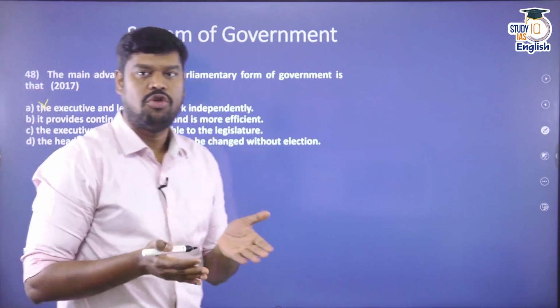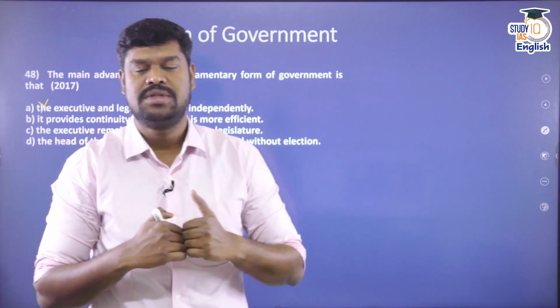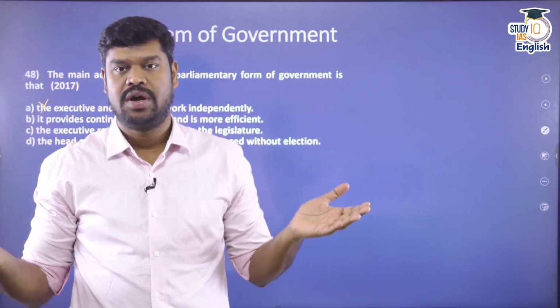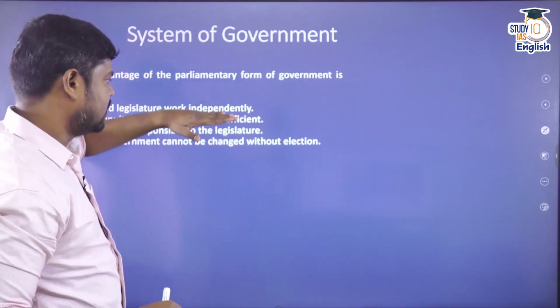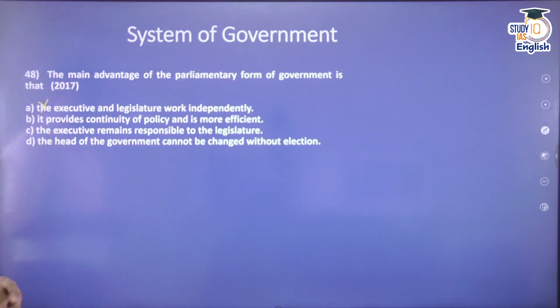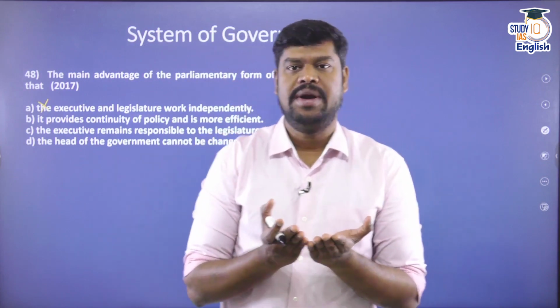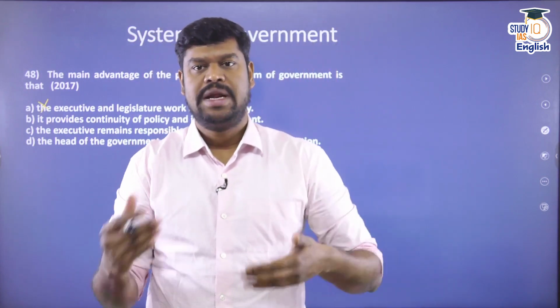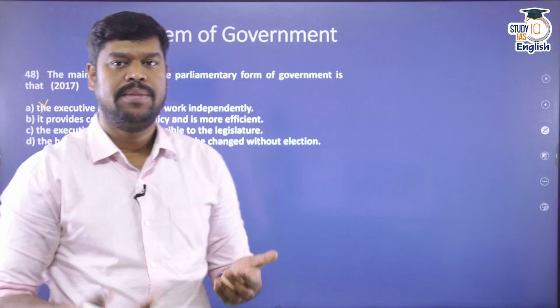In fact, there is some element of overlap between the executive and the legislature. And the concept of separation of powers, which talks about complete separation between 3 organs, does not exist in our country. There is some element of overlap between the legislature and executive. But anyway, this is not related to what the parliamentary system is. Option 2, it provides continuity of policy and is more efficient. It is necessarily not the case, because in a parliamentary democracy, whoever the people elect, then the next government can come and the next government may have the same policy or they may come out with a different policy.